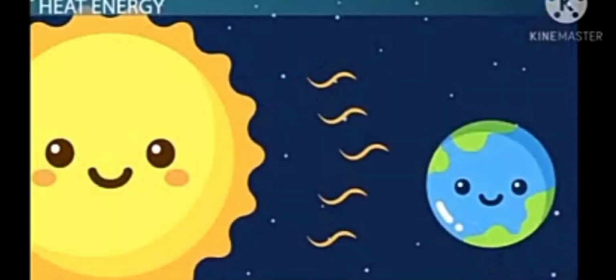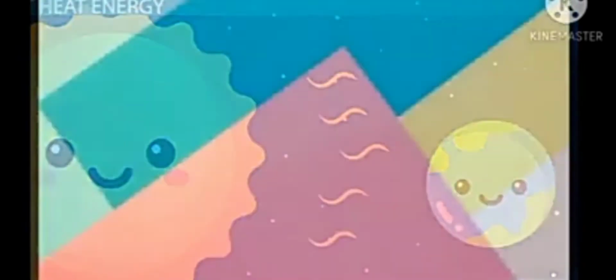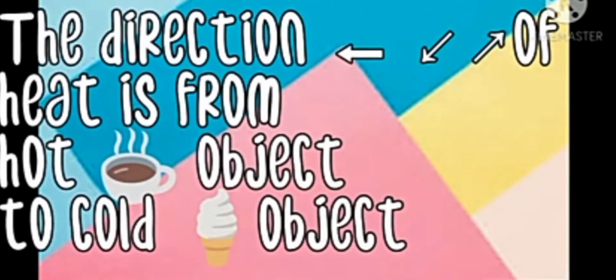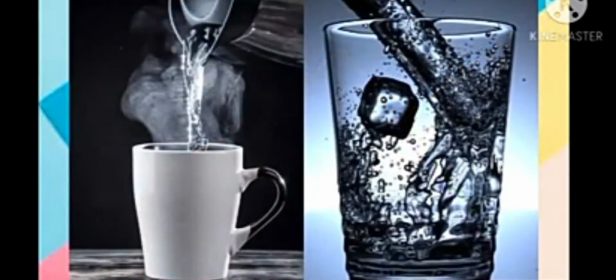The substances which are hot are hot because of heat energy. So the flow of heat determines the cold or hot object. Remember students, the direction of heat flow is from the hot object to the cold object. This topic we will discuss later on, but here you will understand that whether things are hot or cold is determined by a unit called temperature.